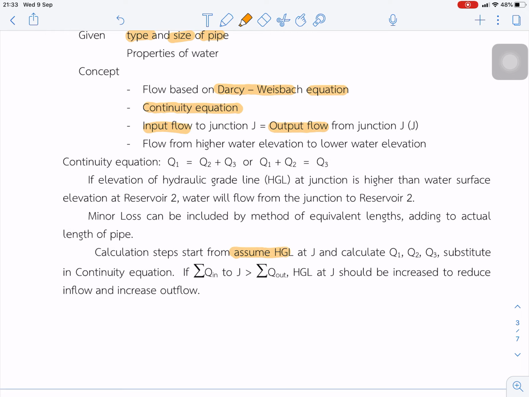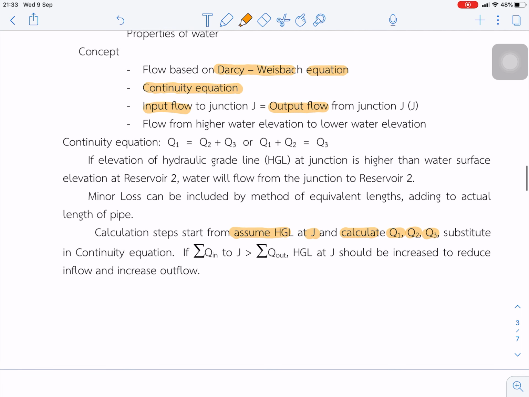Okay, so we assume the hydraulic line at the junction. Then we can calculate Q1, Q2, Q3 and substitute in the continuity equation. If the summation of Q in is greater than Q out, it means the hydraulic line at the junction should be increased to reduce the inflow and increase outflow. Okay, so we have to adjust by trial and error to estimate the Q. And also, minor loss can be improved by the method of equivalent pipe.